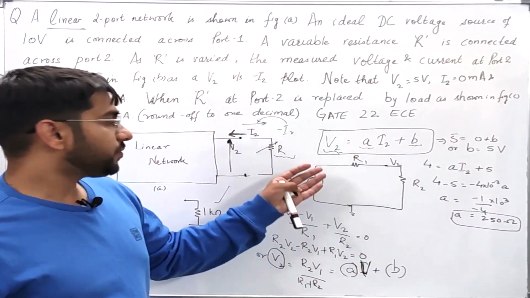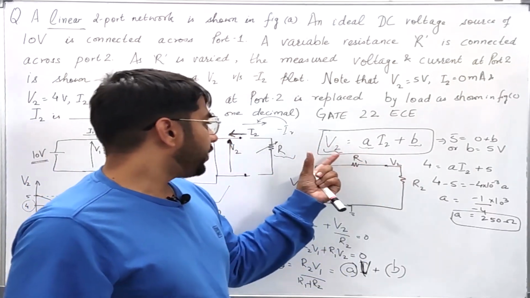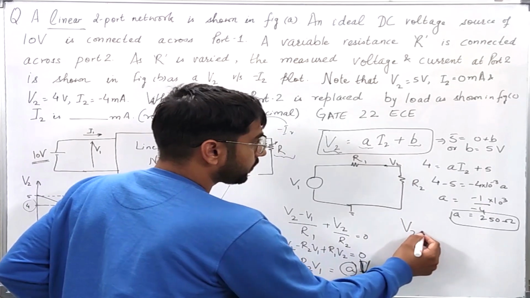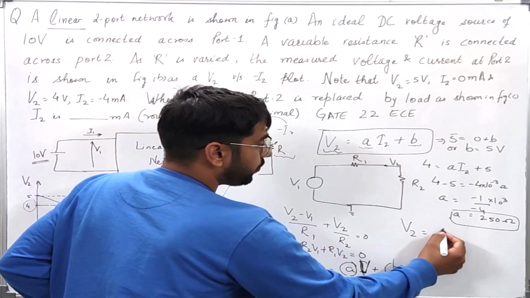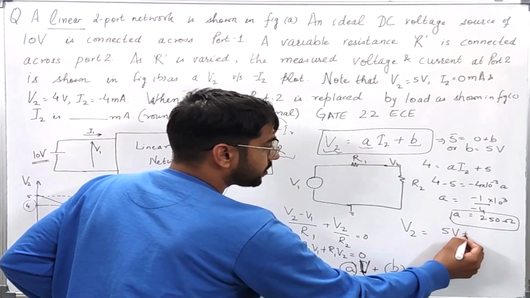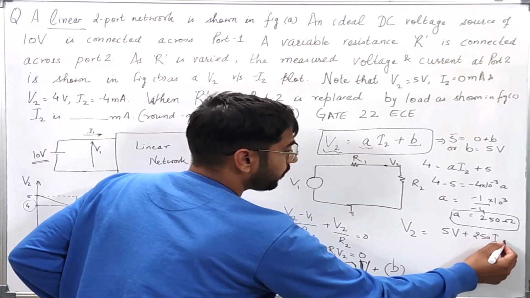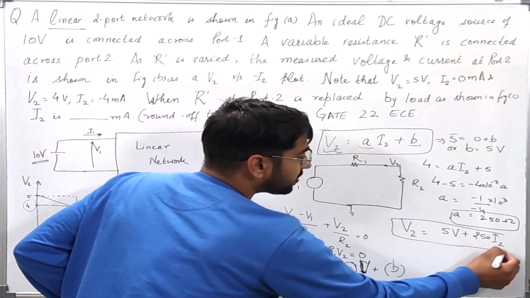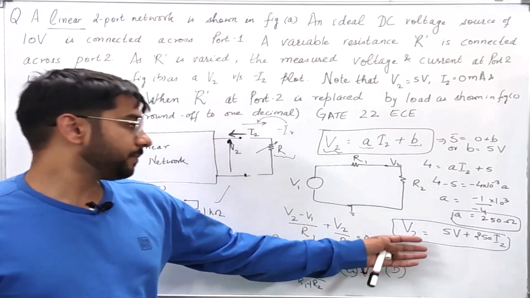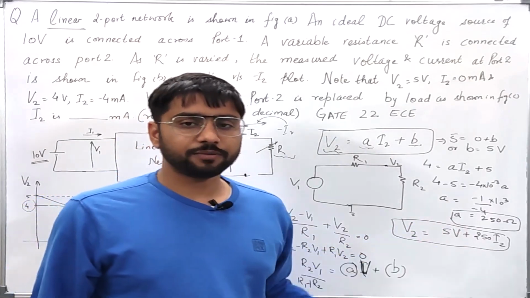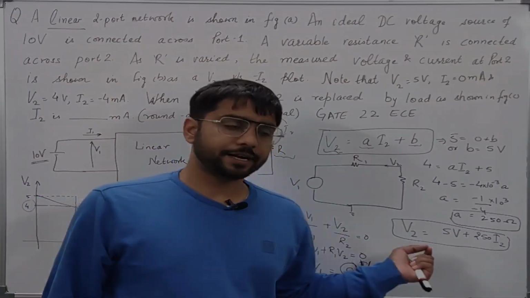So from this we have seen that this V2 can be represented as 5 volt plus 250 I2. Okay. Now let us try to interpret this equation. How to interpret this equation in the form of Thevenin theorem, that we will see in the next slide.